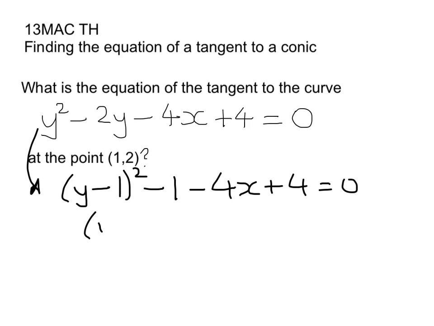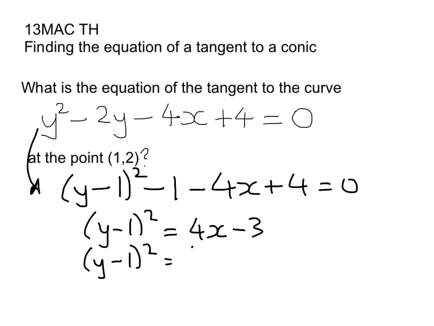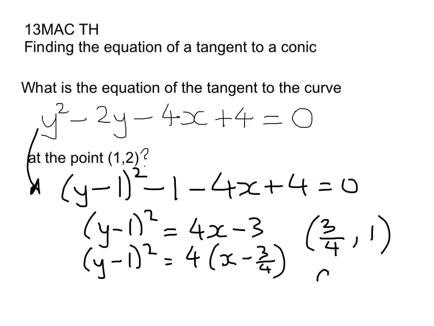So I've got y minus 1 squared equals 4x minus 3. In other words, it's a parabola that looks like this: 4 times x minus 3/4. So it's a parabola centered on (3/4, 1) with an a of 1. So it's going to look something like this. So here's 3/4 here, and here's 1 up about here. So that'll be the vertex, and a is 1, so my focus is 1 back there.